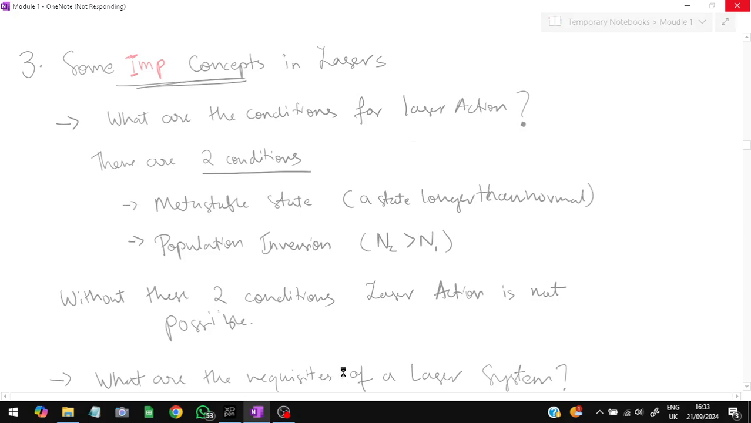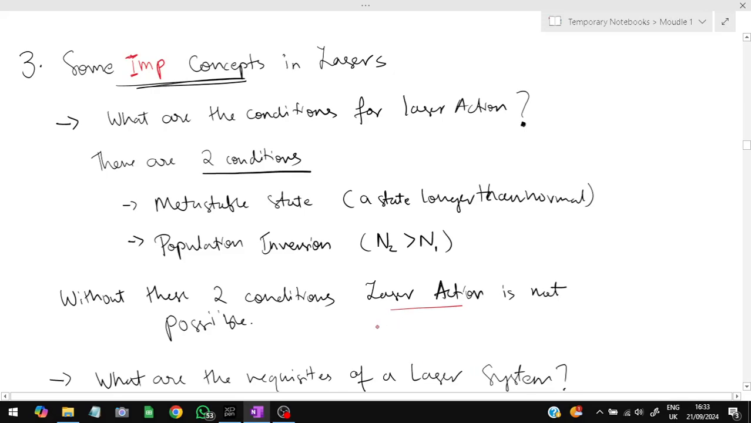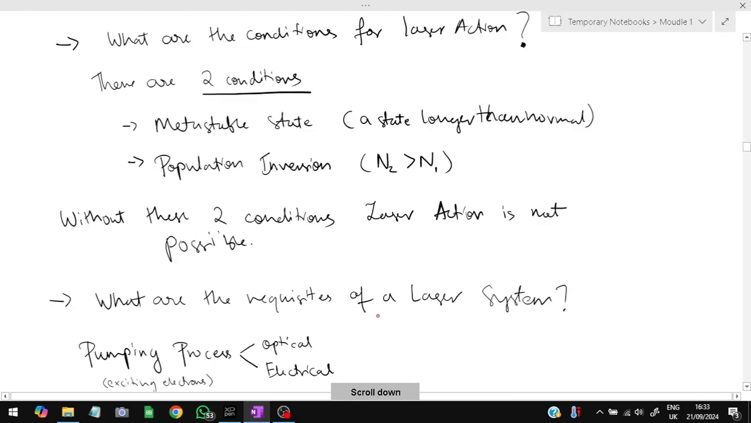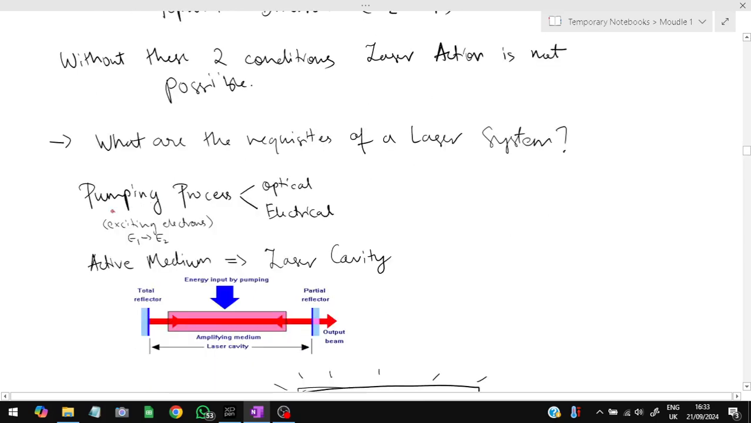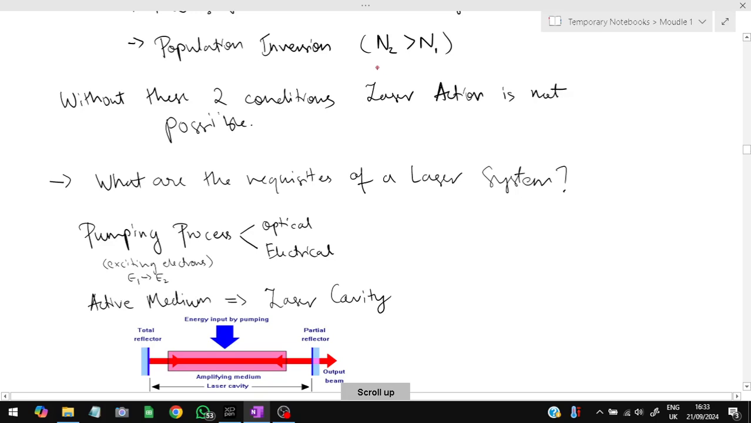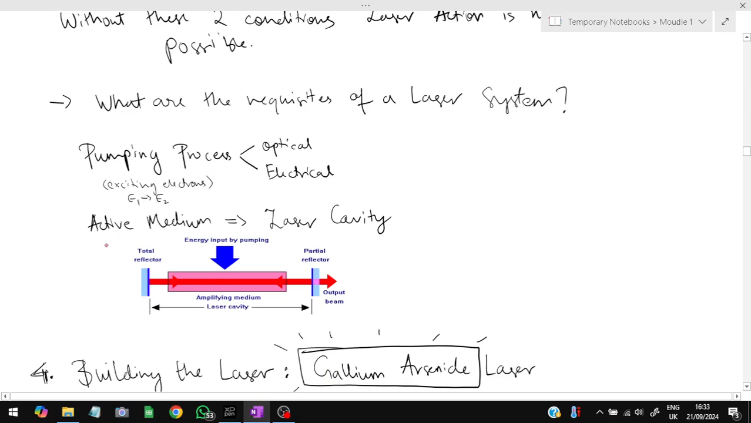Next we have the requisites of a laser system. That means, to ensure that laser action is happening, what the environment should be like and what electrons should be present. It's similar to the conditions but slightly different. The requisites are two. First, the pumping process, where we push the electrons into a higher level, either optically using light or using electrical waves. We need more electrons in the higher level to get population inversion. Second, an active medium, which is the laser cavity, an environment that supports the laser light travelling smoothly. Here we have the reflector and the reflector, and here we have the output beam. Here we have the amplifying medium to make the laser more intense.